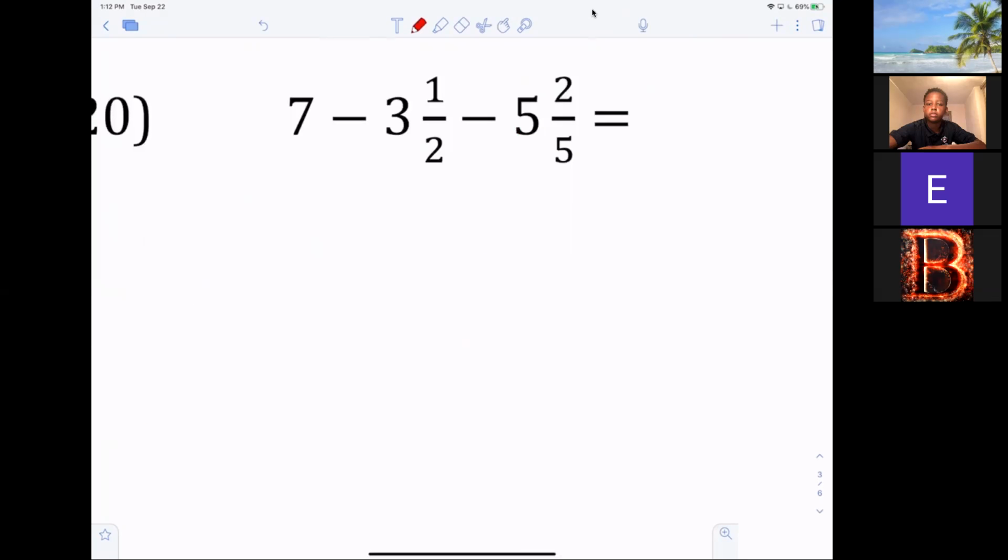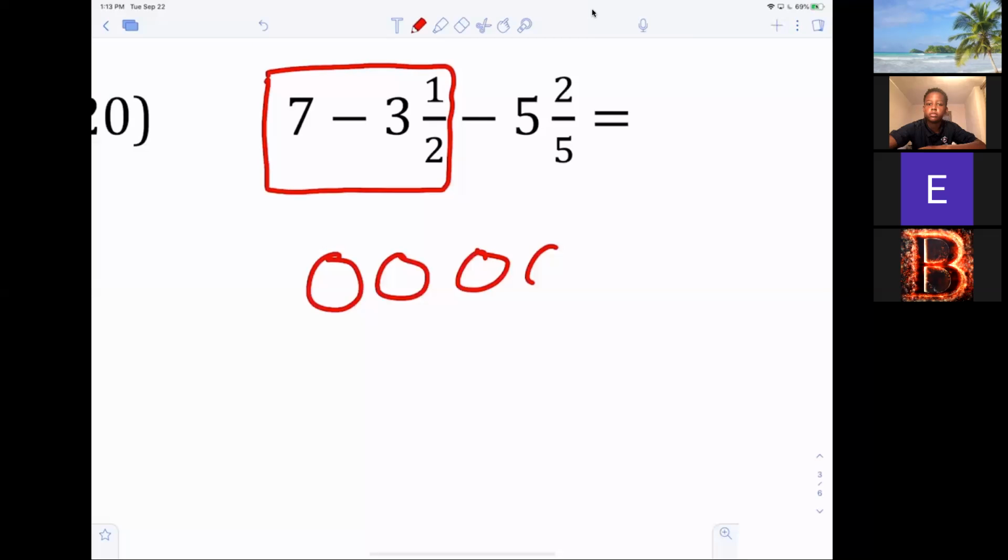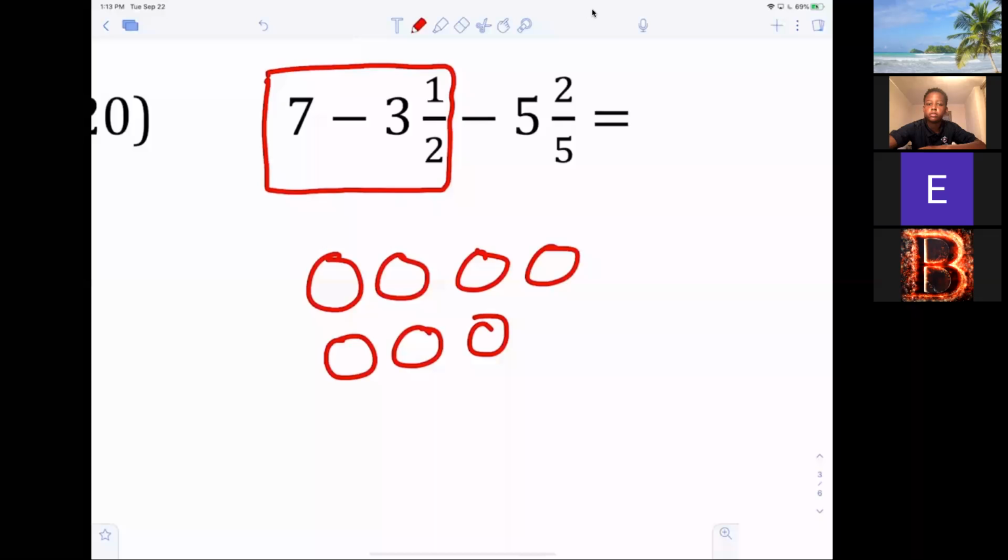Now, here's where some people had a difference of opinions. All right. What is 7 minus 3 1/2? What is 7 minus 3 1/2? 4 and then a half. What do you think? Misha. So again, watch me, guys. 1, 2, 3, 4, 5, 6. I have 7 pizzas.